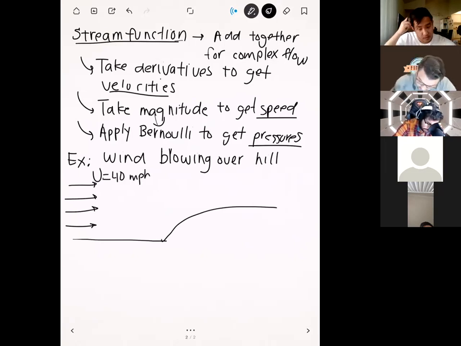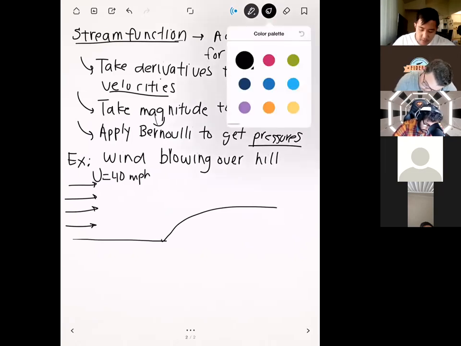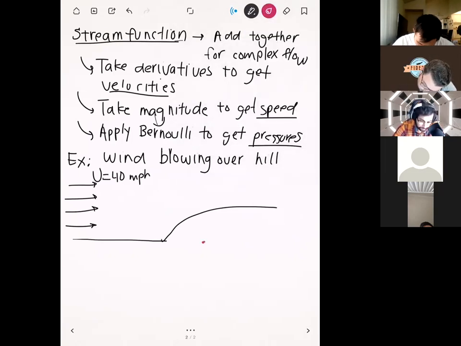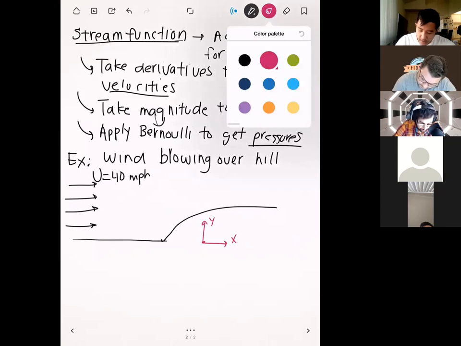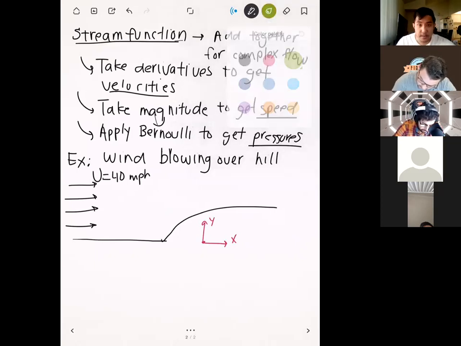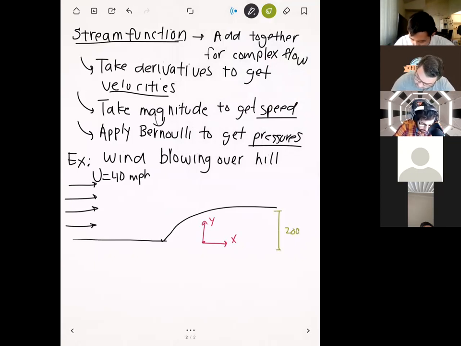Let's define the origin to be right here. We'll say that the y direction is that way, x direction is that way. Let's give this hill a height. Far away from the foot of the hill, it has a height of 200 feet. That's going to be important. Let's define 3 points in the flow. So let's define this point right here. Point 1 will be somewhere far away in the flatlands.